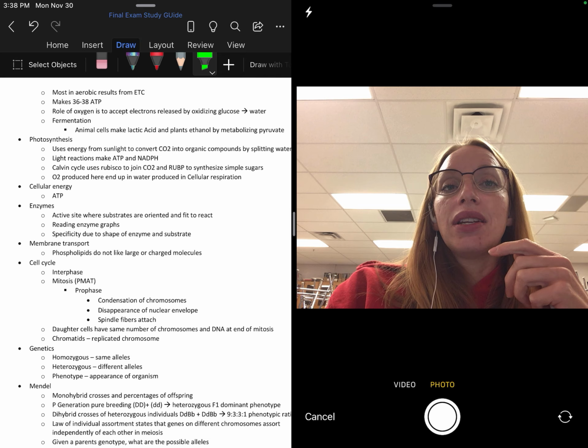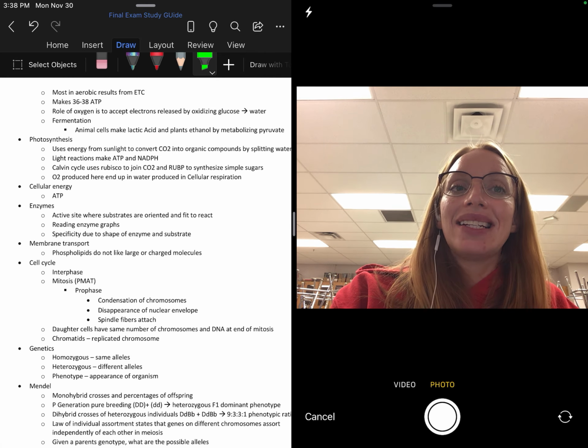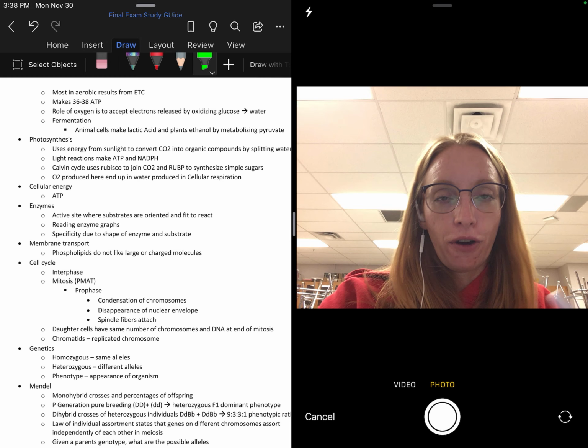We also can do fermentation without oxygen, and animals in fermentation will make lactic acid and plants make ethanol, and that is because we metabolize pyruvate and it doesn't go any farther.